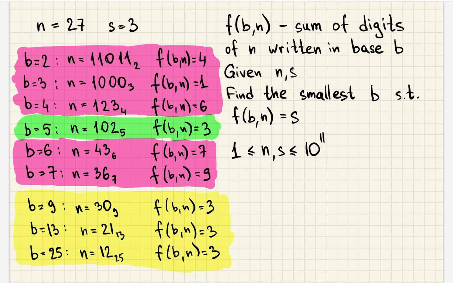If n is 27 and the sum we want to get is 3, we look at some different values of b. 2, 3, and 4 are not good for us, but b equal to 5 actually has a sum of digits equal to 3, so that's good. And in the lower part you can see some other values of b that would produce the correct sum, but we are interested in the smallest value of b.